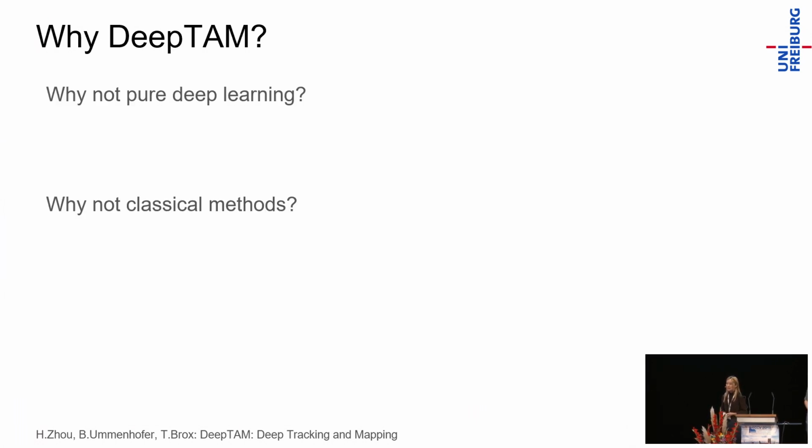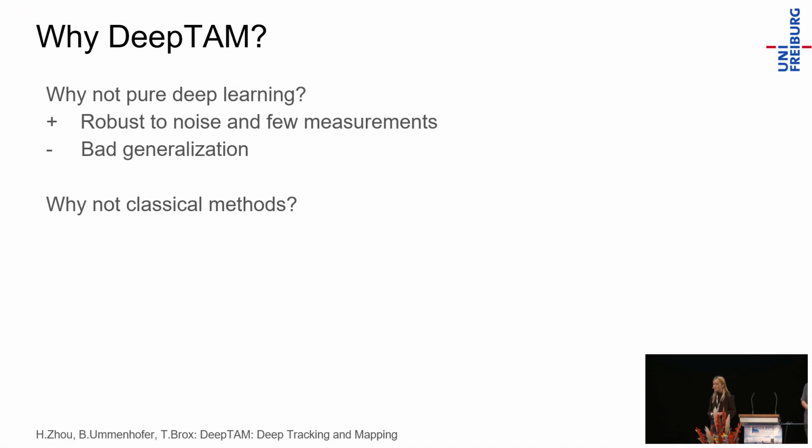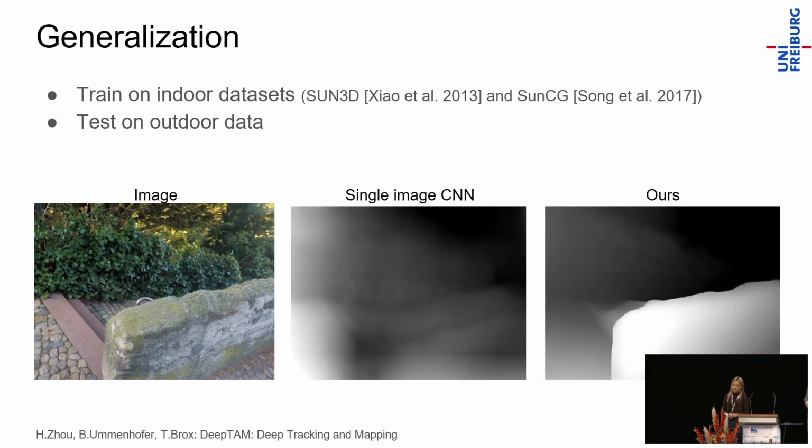So, there are many methods that can do depth estimation and pose tracking, and why do we want DeepTAM? Instead of asking why DeepTAM, maybe we can first ask 2 following questions. Why not pure deep learning, and why not classic methods? We all know that deep learning has a lot of advantages, but it also has a big problem that it doesn't generalize very well. For example, here, we train a network only on indoor data sets and we test on outdoor data. You can tell that the single image network completely fails, while ours still generalizes well.